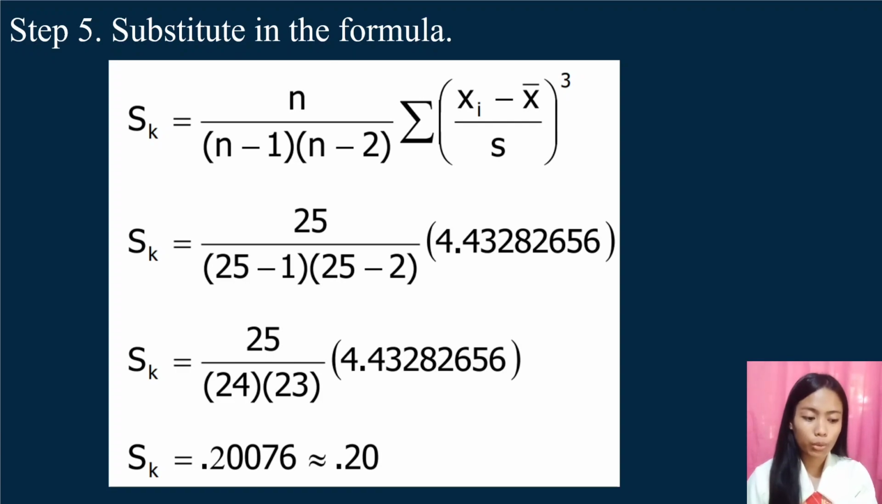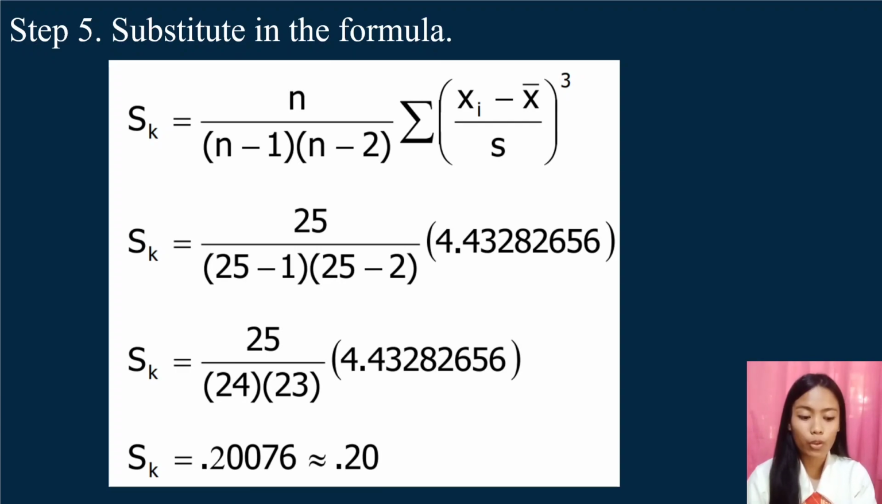multiplied by the summation of x minus mean divided by standard deviation, cubed. Always remember that n is equal to 25 and our summation of x minus mean divided by standard deviation, cubed, is equal to 4.43282656.